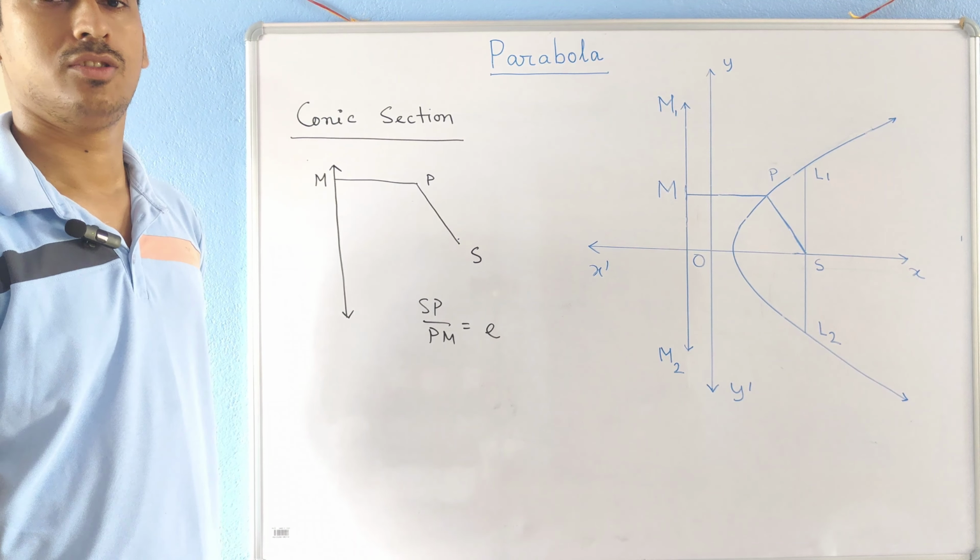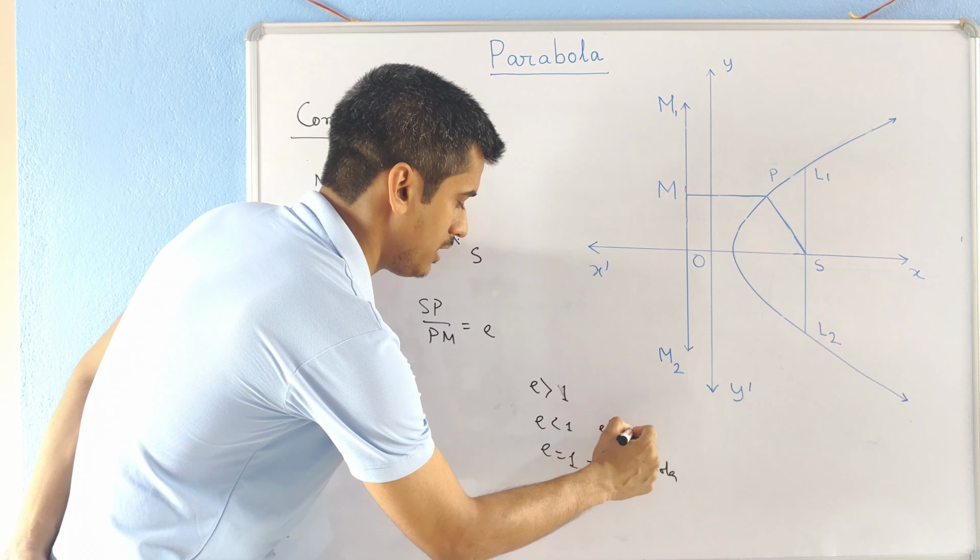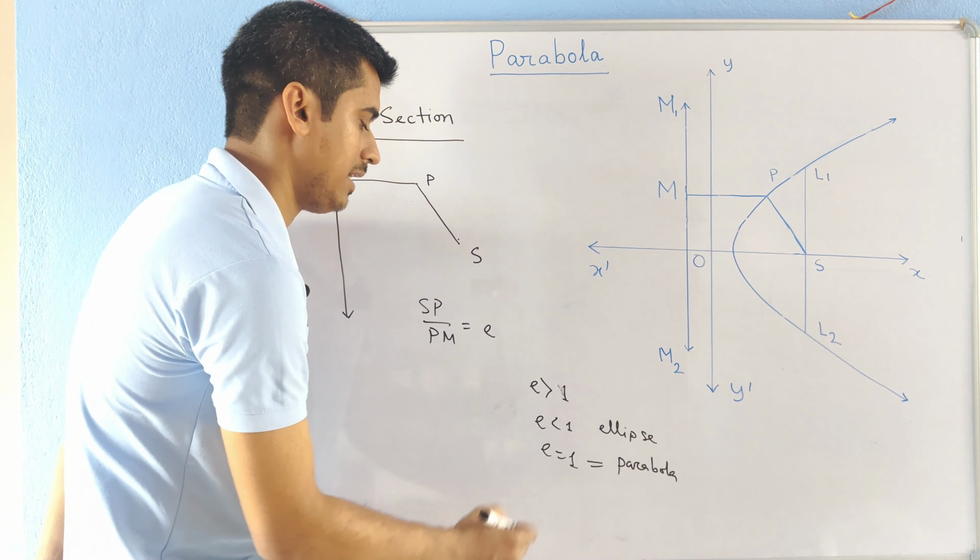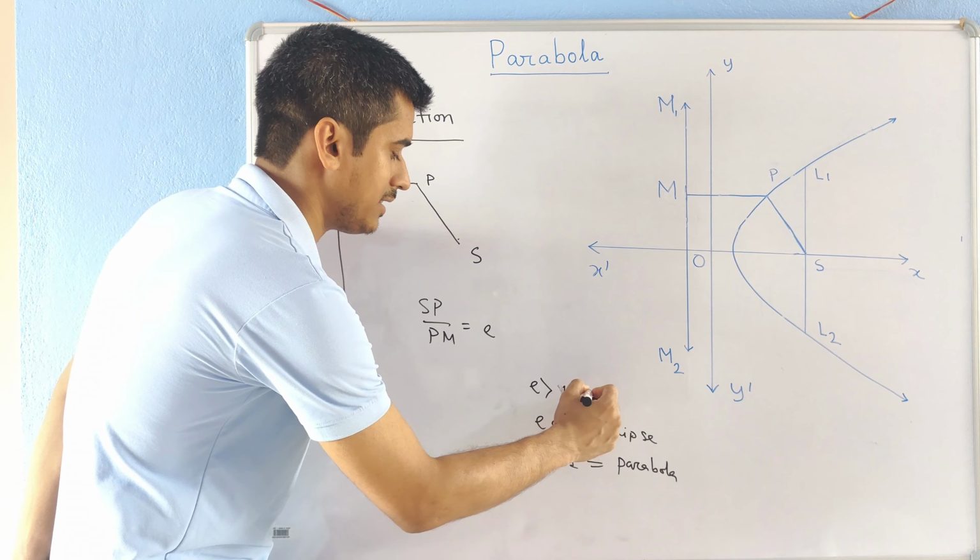Here the value of E can be greater than 1, can be less than 1, can be equal to 1. If E equals 1, then it is called parabola. If E is less than 1, then it is called ellipse, and if E is greater than 1, then it is called a hyperbola.